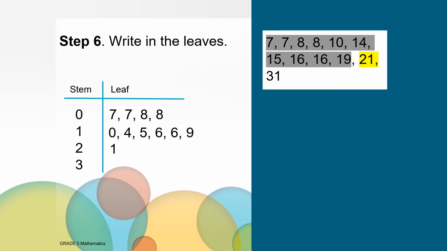For 21, I just need to put a 1 in the leaf column because the 2 in the stem column represents the 2 tens in the number 21. Finally, with one data value left of 31, I write the 1 in the leaf column of the stem, row 3.